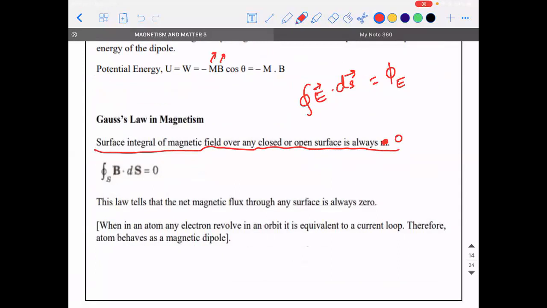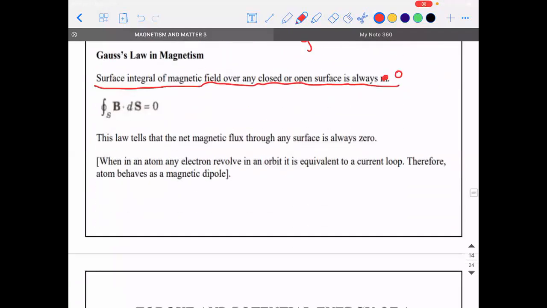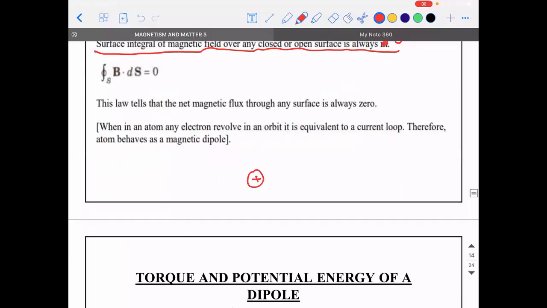Unlike the Gauss law in electrostatics, when you apply Gauss law in magnetism, the total flux through any closed surface will be 0, and the reason is very simple. When I talk about electric field lines, suppose I have an electric dipole, the field lines emanate from the positive charge and end at the negative charge.